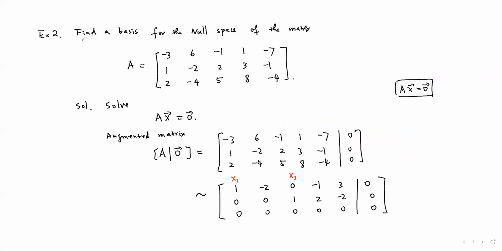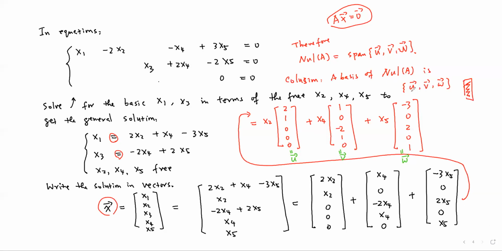Find a basis for the null space of this matrix. The answer is the set of these three vectors. These three vectors span the null space. And you cannot drop any of these three vectors from the spanning set. The smallest spanning set. Okay. Example number 2.